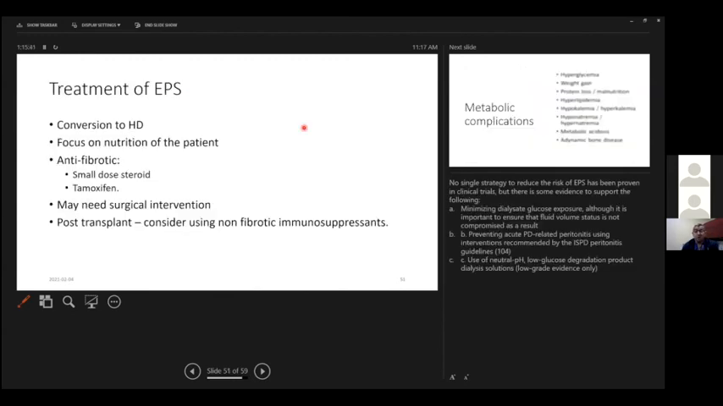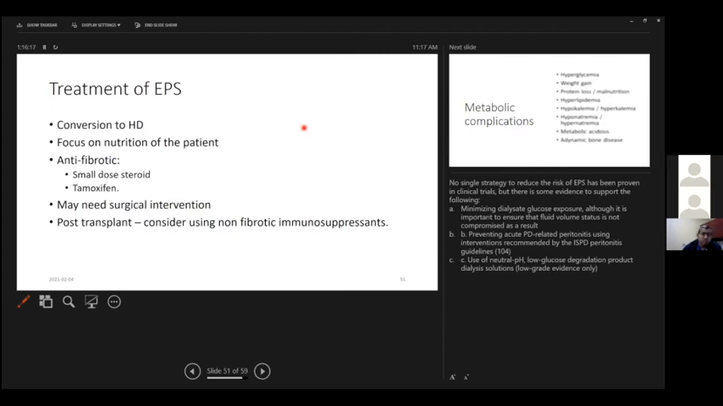Unfortunately, it doesn't end well, so you have to convert to hemodialysis. Now, there are papers from Japan which say that why don't we just continue PD, because if there's any inflammation inside, PD will drain the peritoneum. What's more important is the focus on nutrition. Many times these patients are not surgical candidates, and you may have to give them total parenteral nutrition. People have tried small dose steroids or tamoxifen, but tamoxifen comes with its own side effects of DVTs.